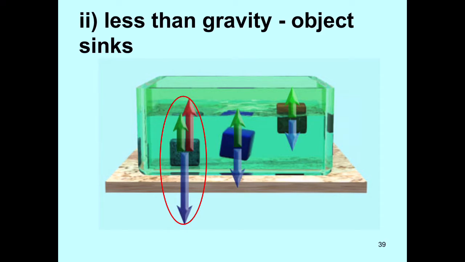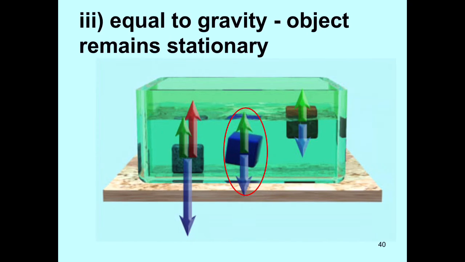It's going to sink. And the third option, difficult to get right, is when they're equal. The object remains stationary. It's a very tough line to get an object to be right in the center of the liquid and stay there. So it wants to go up or down. We'll show it to you in a simulation later.